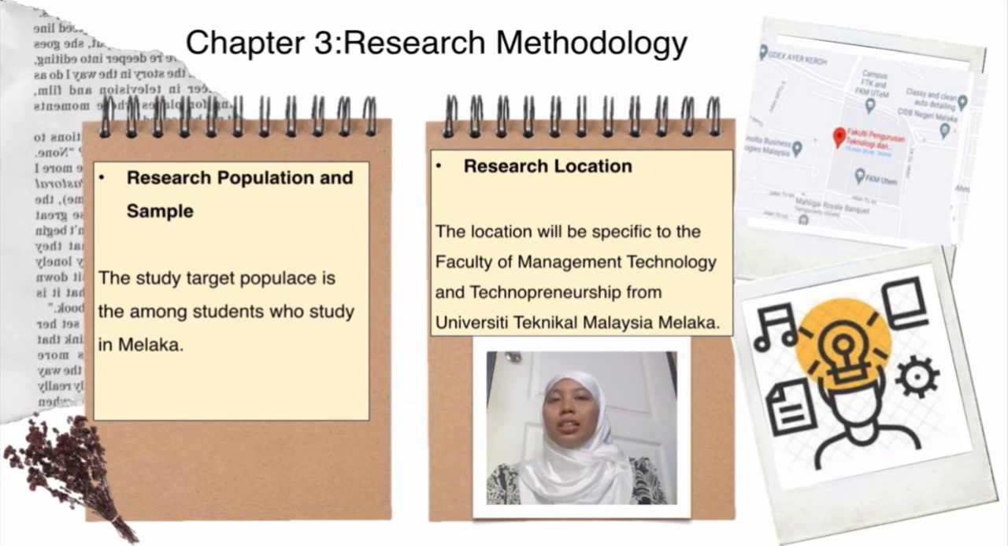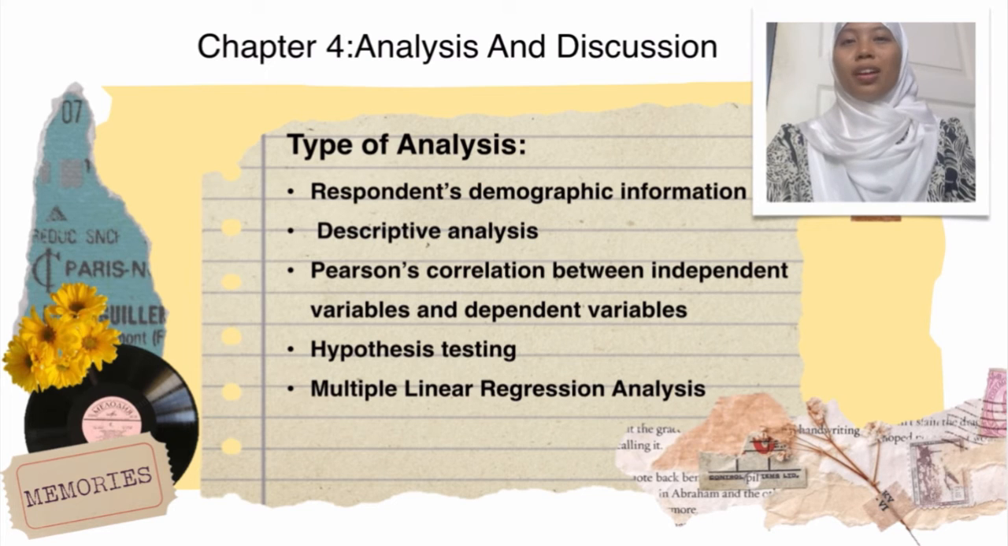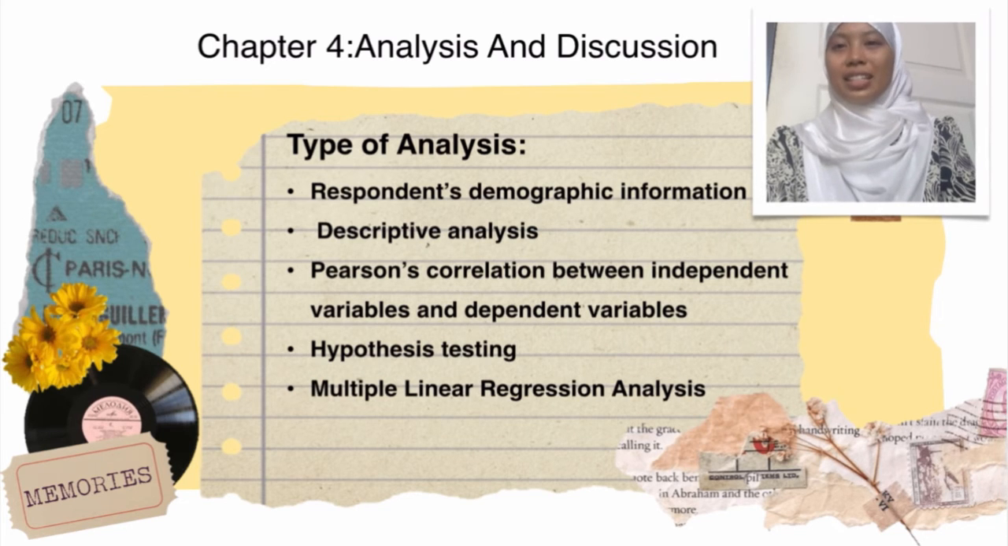The research location will be specific to the Faculty of Technology Management and Technopreneurship, FPTT, from Universiti Teknikal Malaysia Melaka, UTeM. Moreover, there are 5 types of analysis. The first one, respondent demographic information. The details of demographics from 196 respondents, which involve the results on the effect of technology management towards the online education system among students, will be defined by the data analysis. In this part, the respondents' backgrounds are analysed, including their gender, courses, online learning experience, the type of online learning platform, and how often they visit this online learning platform.